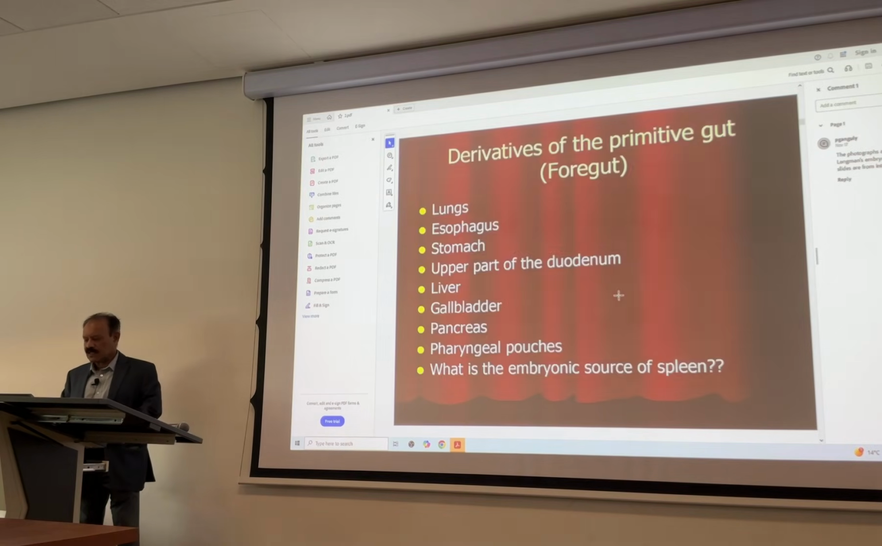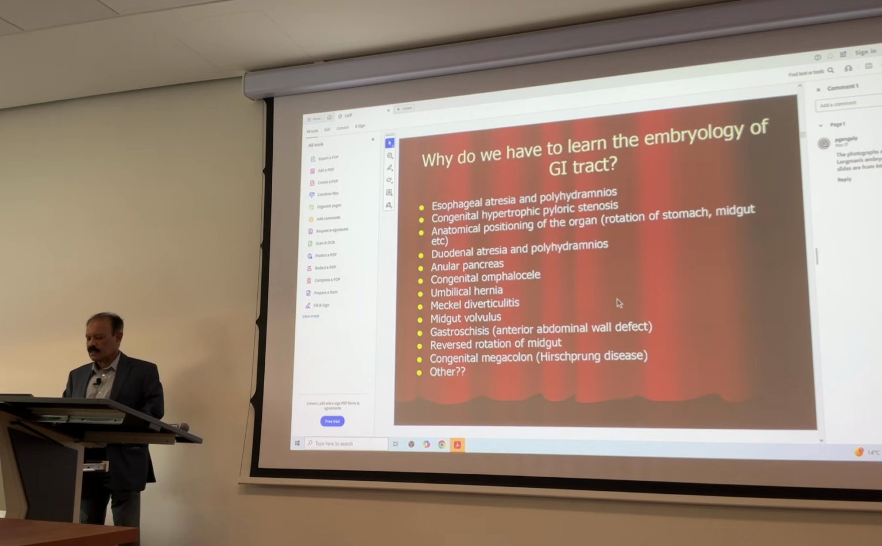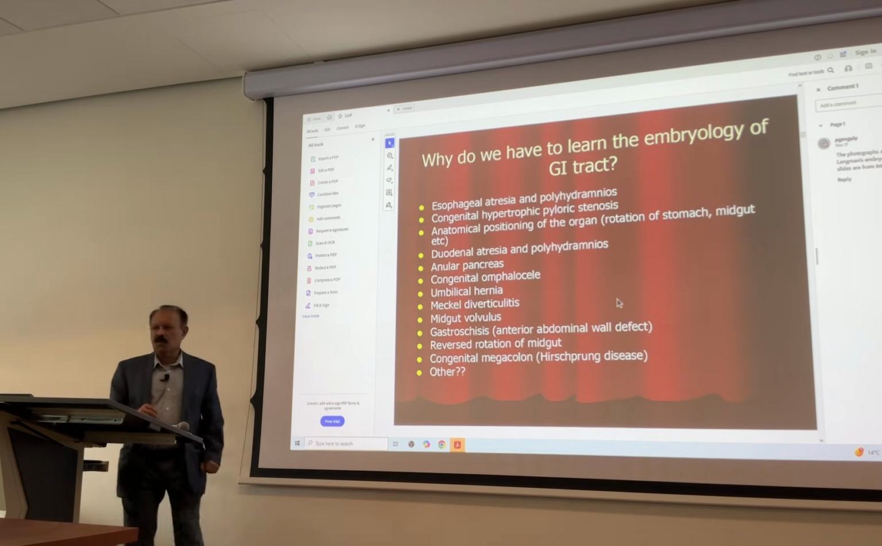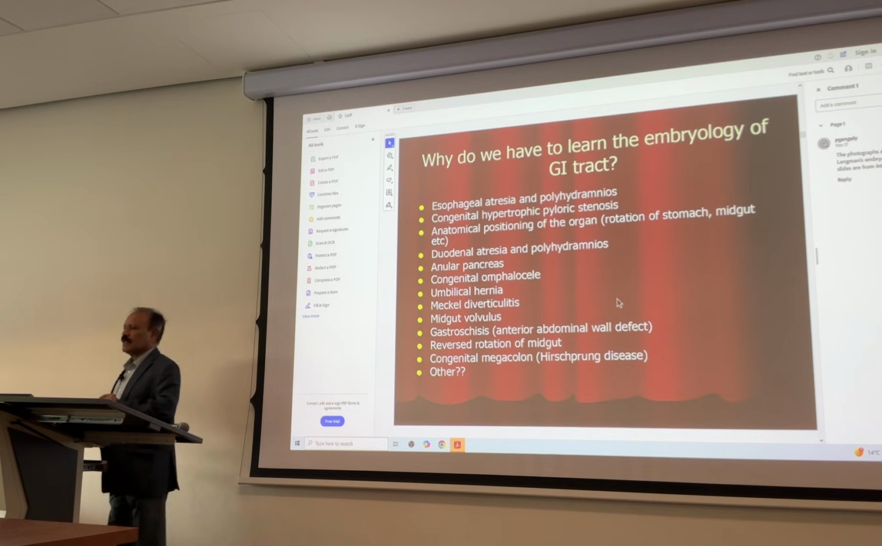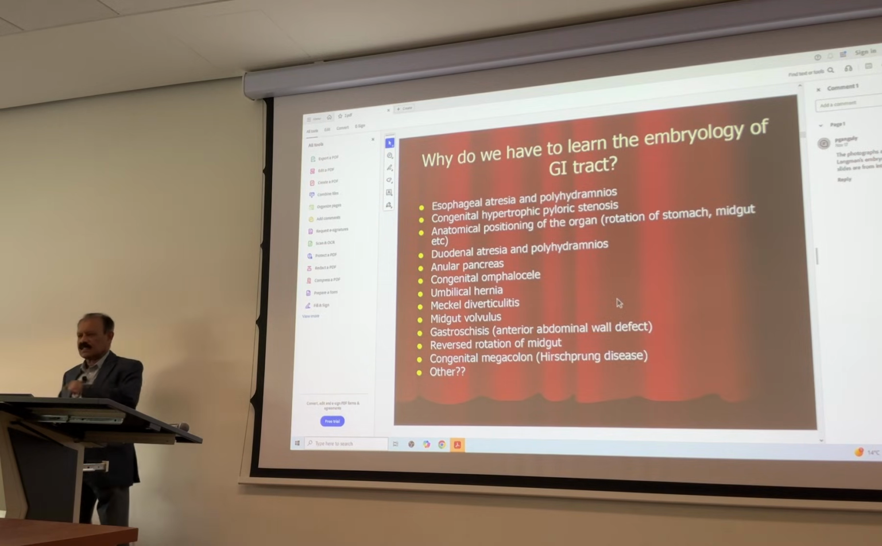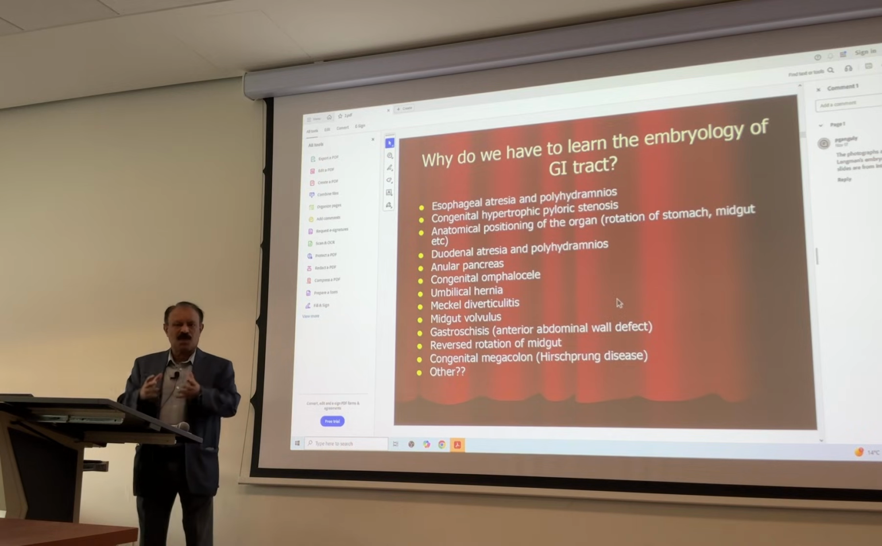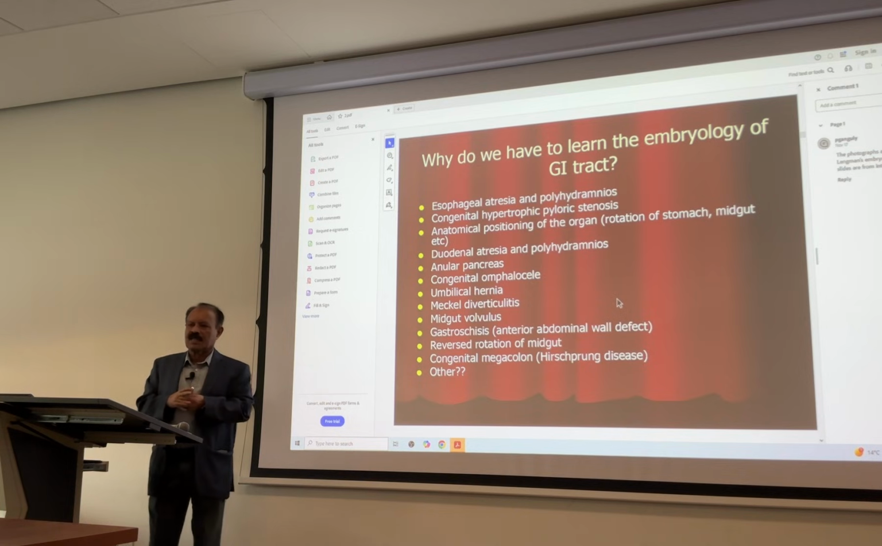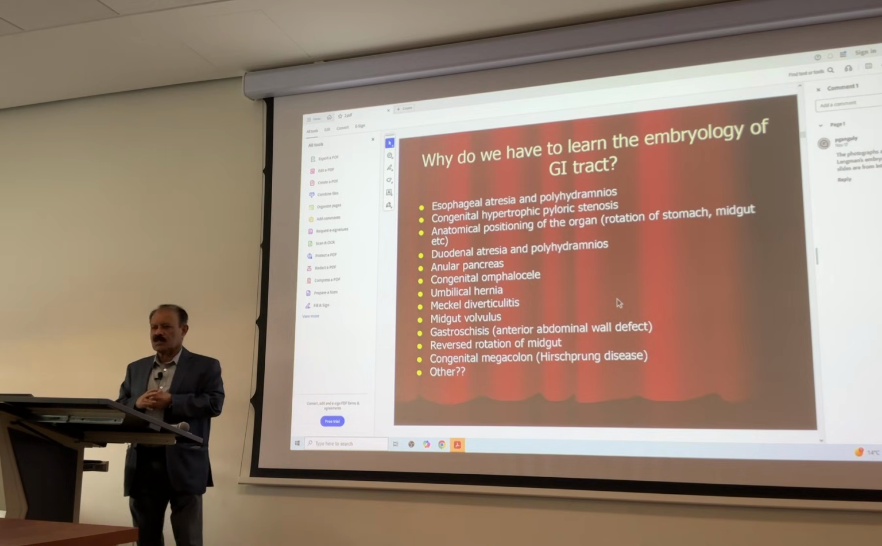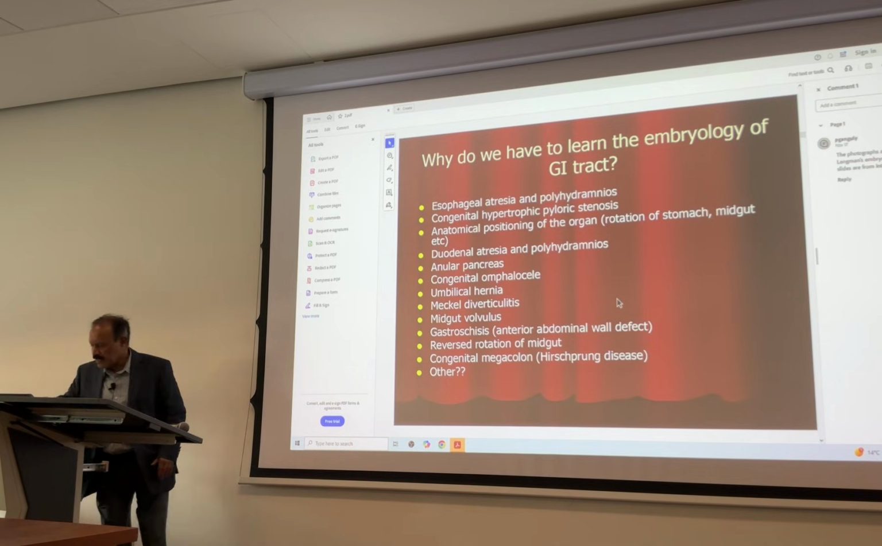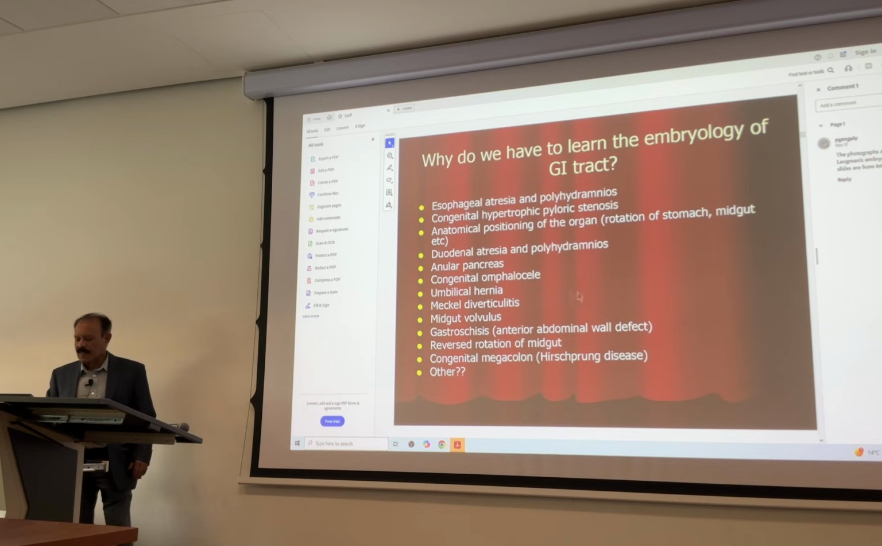But bypass that, go to this one. This is the last slide. I'll be explaining it in my next class, and the next class, to cover all the diseases. The question is, why do we have to learn the embryology of the GI tract? Not just because it gives a good-looking stomach. There are problems: stomach rotation problems, congenital hypertrophic pyloric stenosis, annular pancreas, and so on. I listed lots of diseases here.